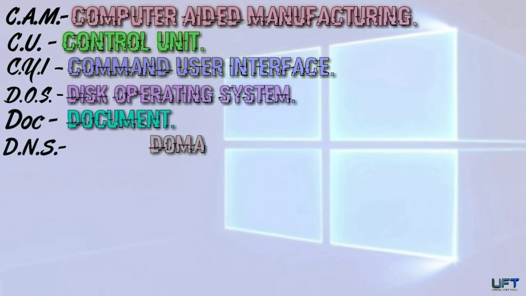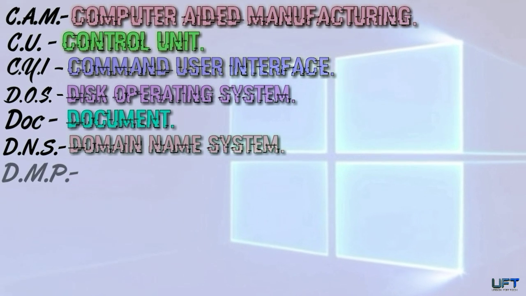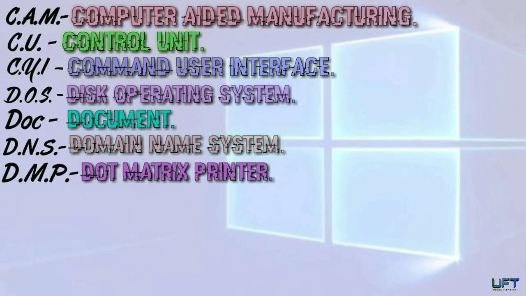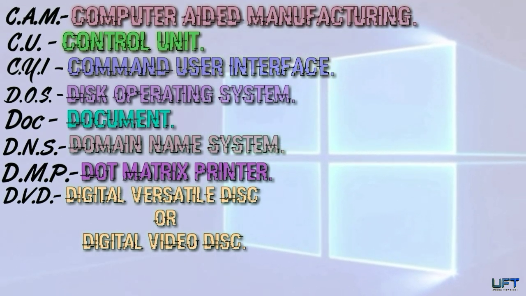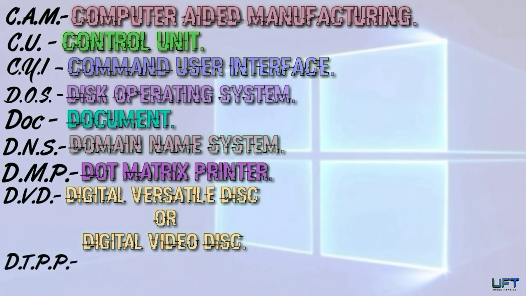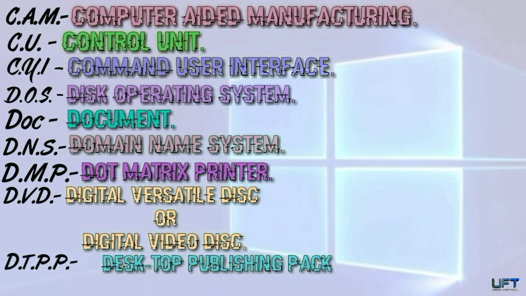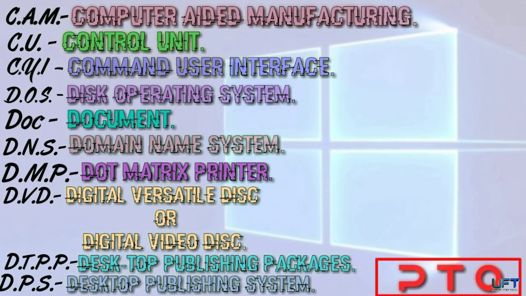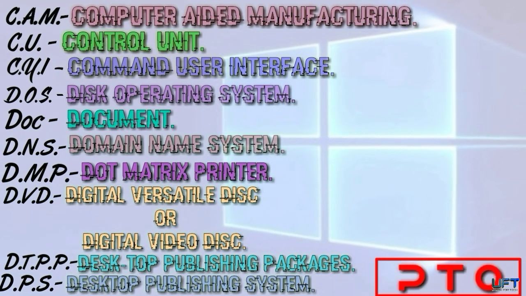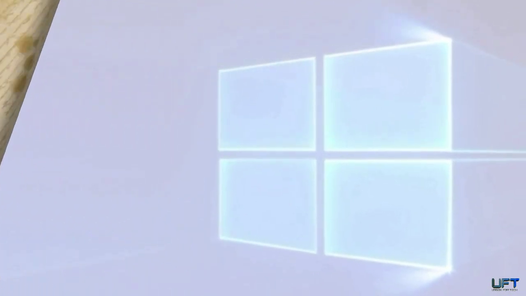DOS stands for disk operating system. DOC stands for document. DNS stands for domain name system. DMP stands for dot matrix printer. DVD stands for digital versatile disk, or in a different word, digital video disc. DTPP stands for desktop publishing packages. DPS stands for desktop publishing systems.